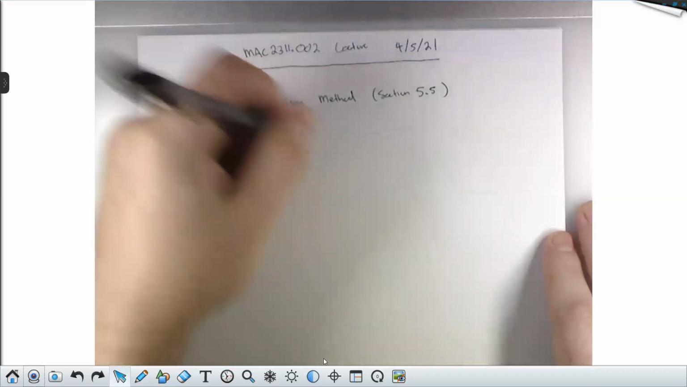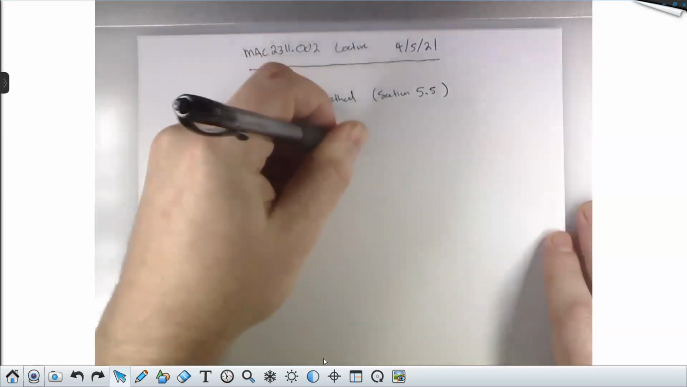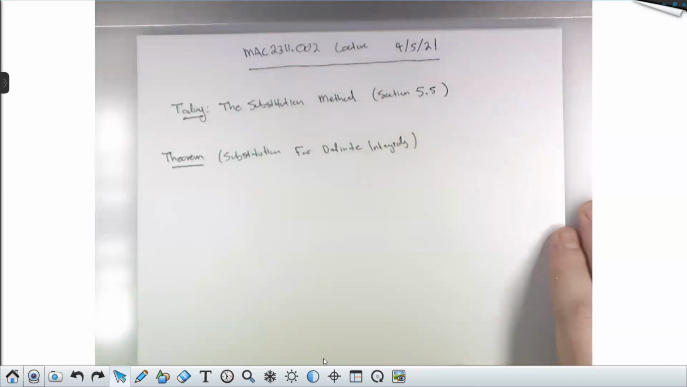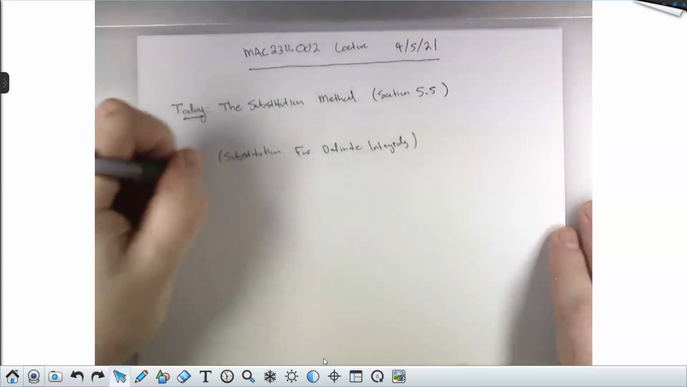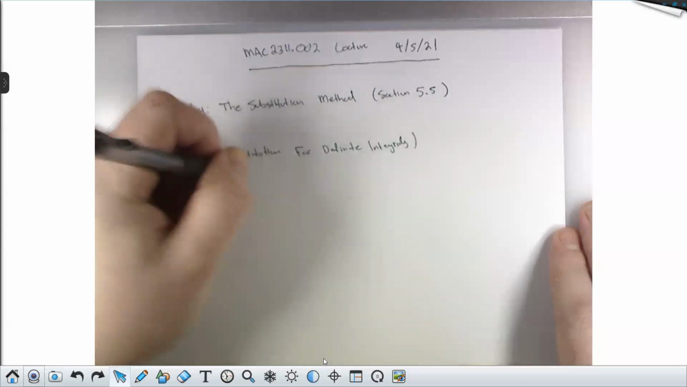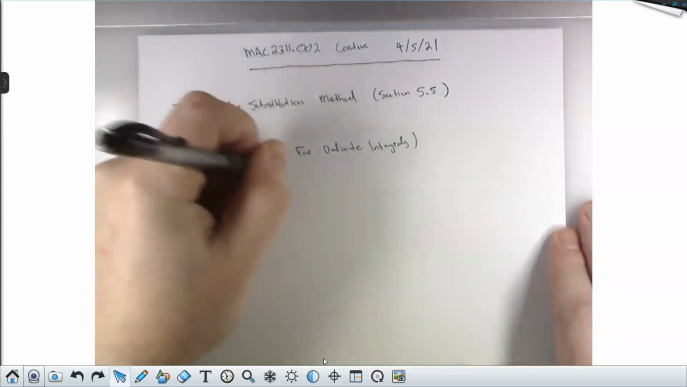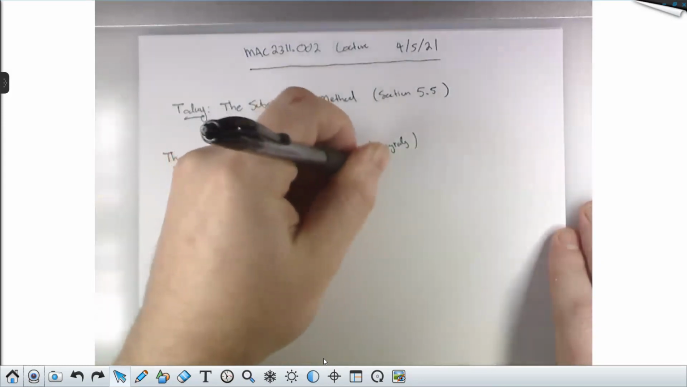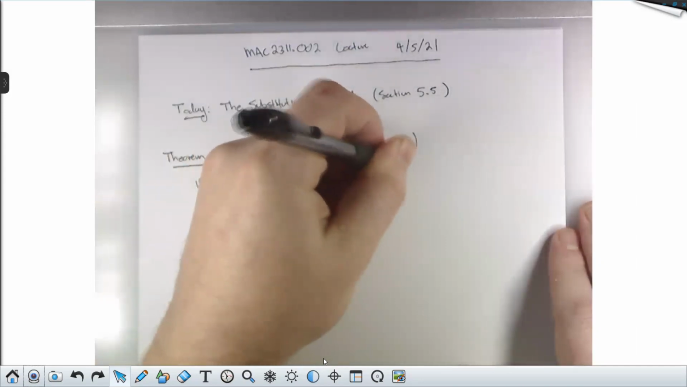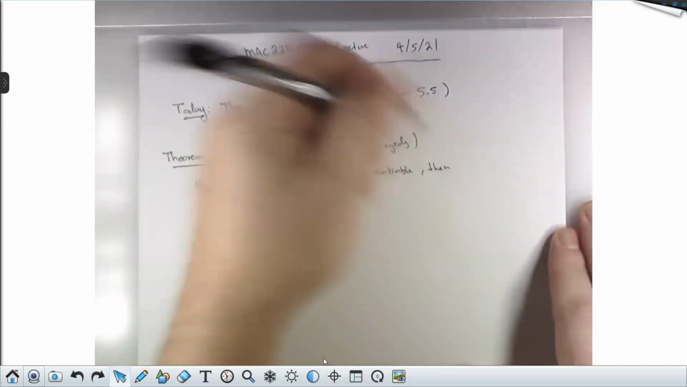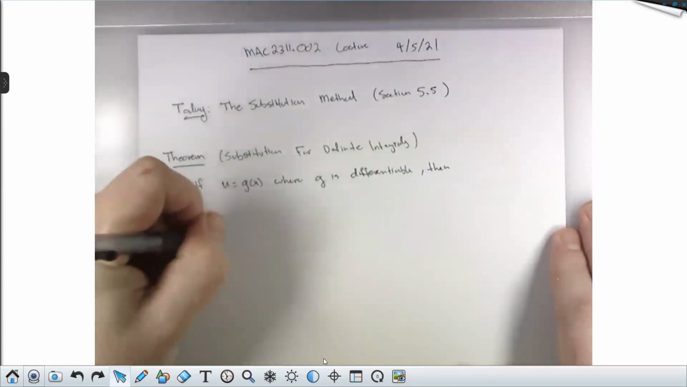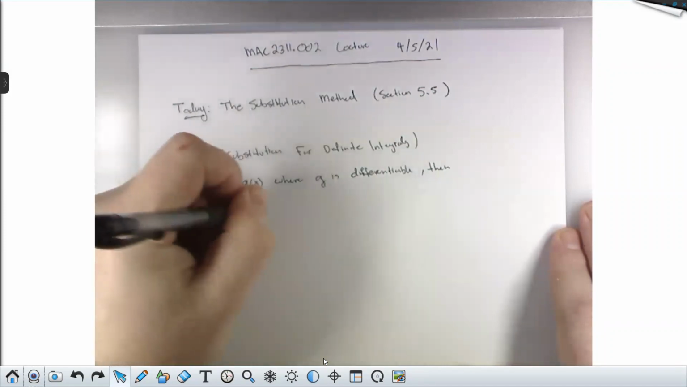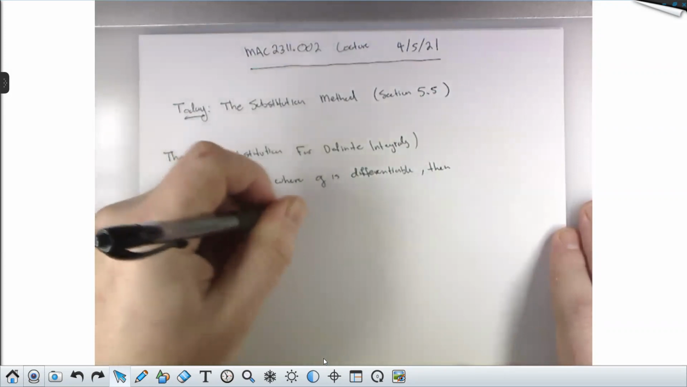Because this is the one we've done, I'll do substitution for definite integrals first. Your homework is about half and half, definite and indefinite integrals. It says if u is equal to g of x, where g is differentiable, then the integral from a to b of f of g of x times g prime of x dx.